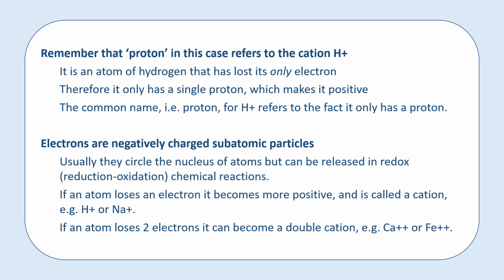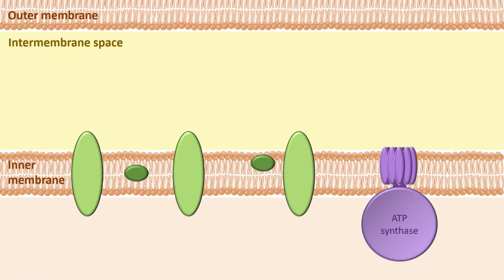Cl- is a chlorine anion. It has gained an electron, so it's become more negative. But we don't write the full words, we write the symbols. Okay, so back to our process.